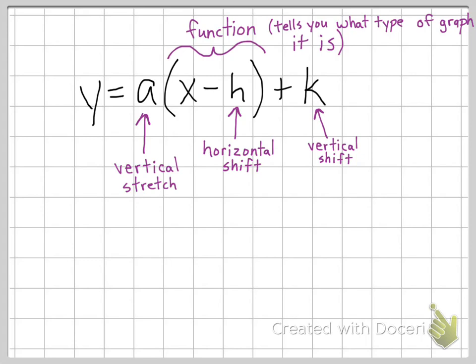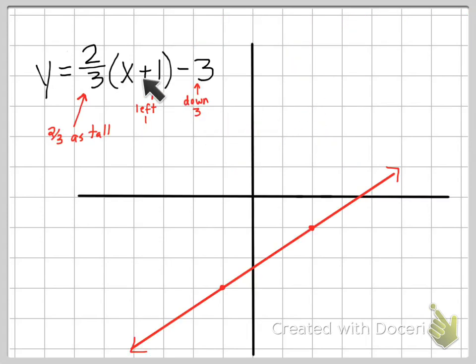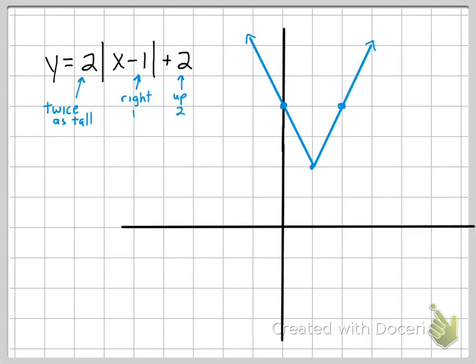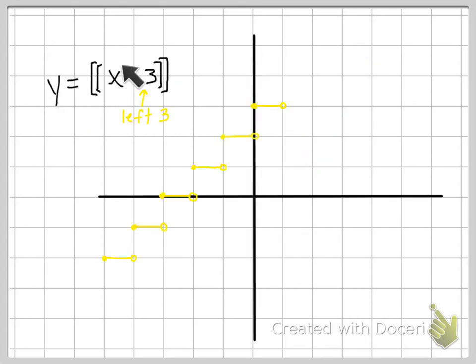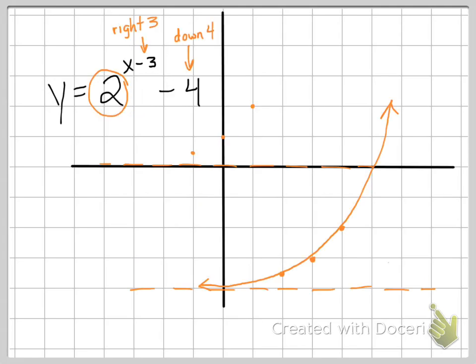All right, I just want to point out one last time that this h is always inside the function, k is always outside the function. You can scroll through all of these. H is in the function, k is outside the function. H is inside the absolute value, k is outside the absolute value. H is inside the step function, the greatest integer function.